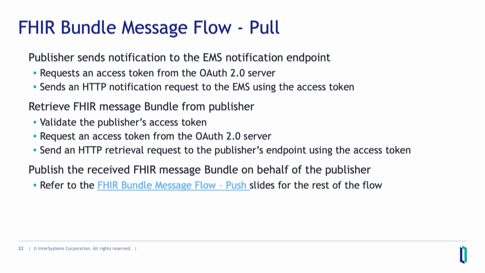So when a subscriber has received that notification that there's a message of interest to them, again, they'll get an OAuth token, they'll send the HTTP request to the event management service, that gets validated, and then we'll send the FHIR bundle back to that subscriber on behalf of the publisher. So we're serving as an intermediary with a safe, persistent store that's ensuring that we have end-to-end authentication and authorization across this disconnected network of systems.